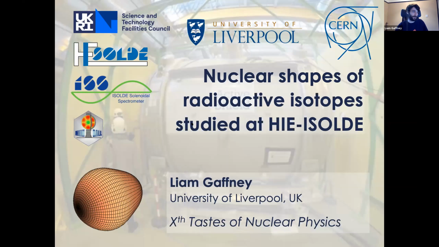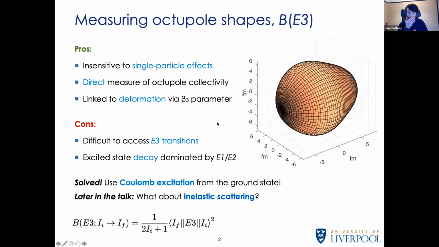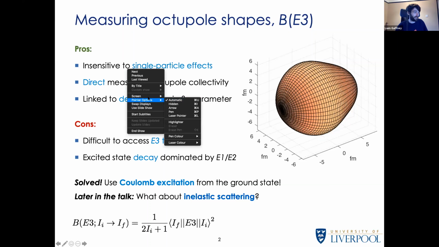Okay, so like I said, I won't do much of an introduction, but I thought this was worth bringing up: if we're talking about measuring shape, what are the best nuclear observables to do that? Now, I will be focusing on octupole shapes. It seems to be a little bit of a theme in this session. Basically, the key spectroscopic observable that we want to look for here is the BE3 in order to determine the magnitude of this octupole shape. So the BE3 has some pros and some cons.